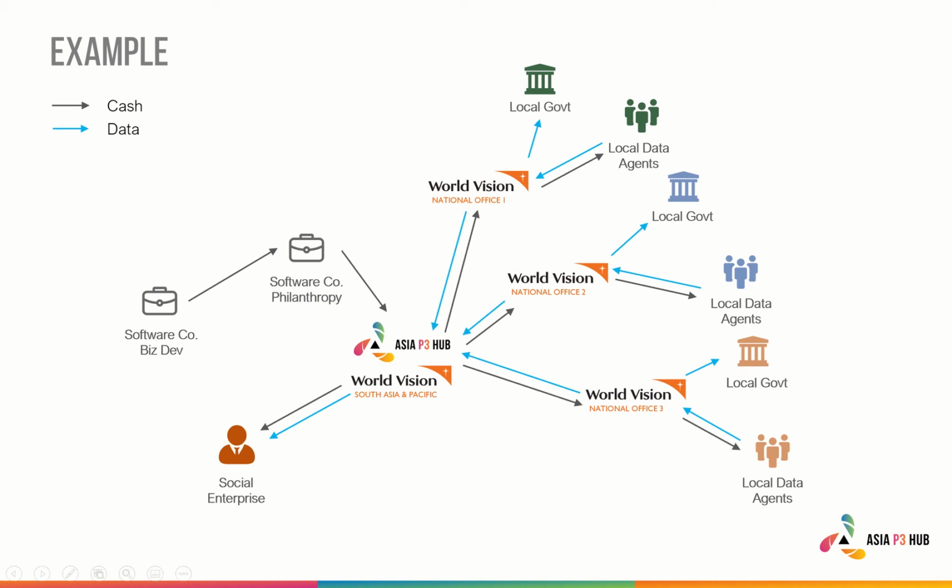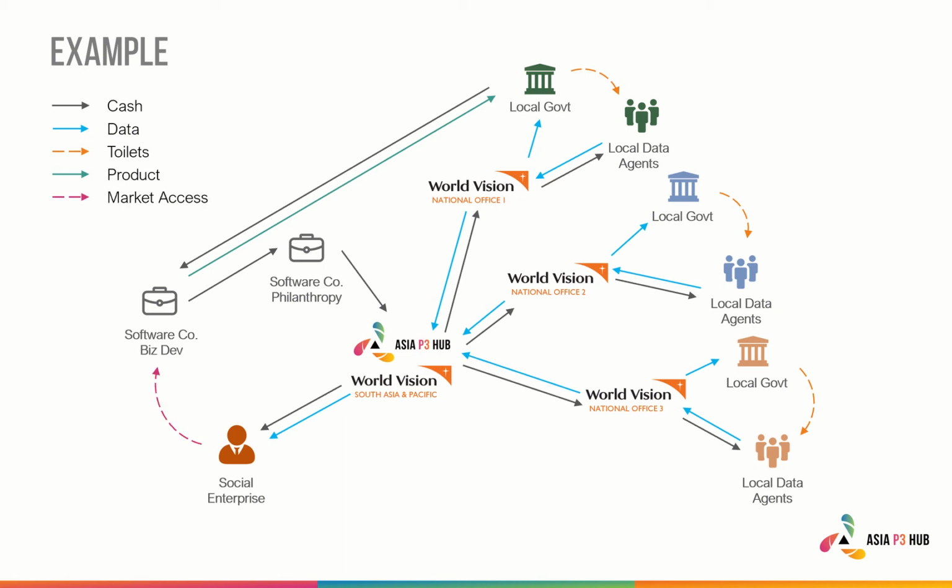If things go according to plan, then the local government, better public, and to close the loop, the social enterprise would have actually provided the software company with market access in a very indirect and sophisticated way.